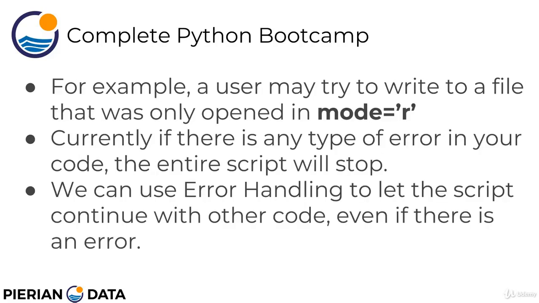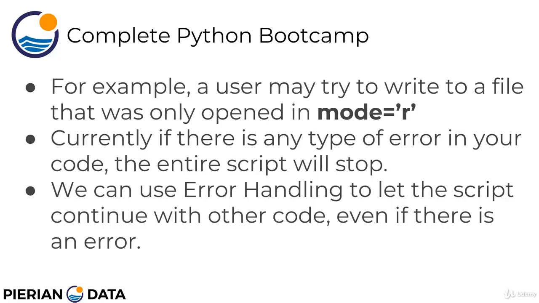We can use error handling in an attempt to plan for possible errors that may arise in our code in the future. For example, maybe in some part of your code you try to open up a file. So later on, someone else is using your code, and the user may try to actually write to the file when it was actually only opened with the mode r for reading.